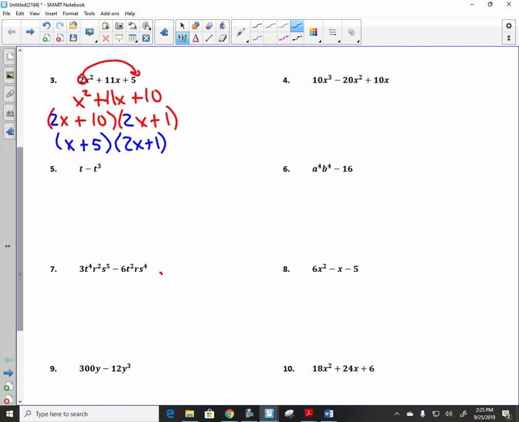We're going to do 3 more on the front. We're going to go 4, 5, and 6. Common factor for number 4? 10x. Take out the 10 and the x. Left with? Good. Does x squared minus 2x plus 1 factor to what? x minus 1 times x minus 1. If you wanted to, you could leave it as 10x times x minus 1 quantity squared as well.